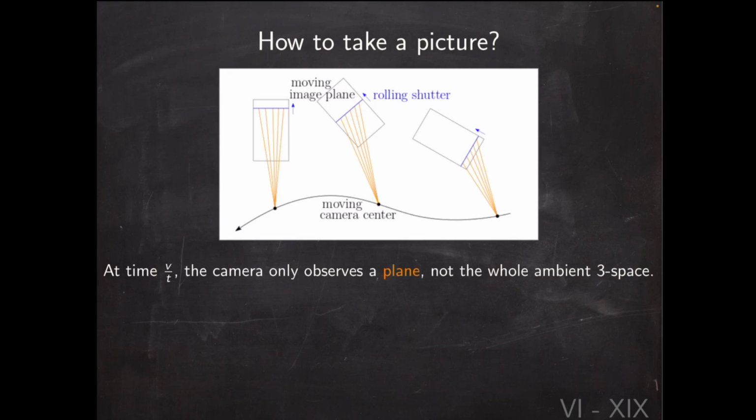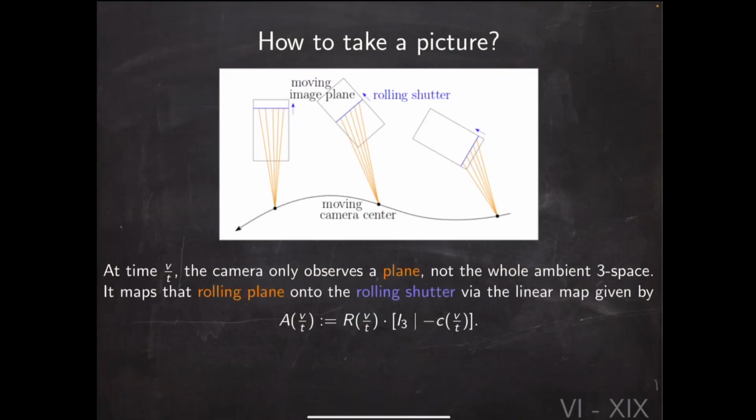Now, the question is, how does this camera actually take a picture? At every point in time, I already said that the camera does not see the whole three-dimensional ambient space. It only captures one of these orange planes. With the orange plane, I mean a plane spanned by the camera center at that point and a blue rolling shutter line, and it has all these orange camera rays on it. So at a given time, we can only observe such a plane, and we can, of course, easily compute it.